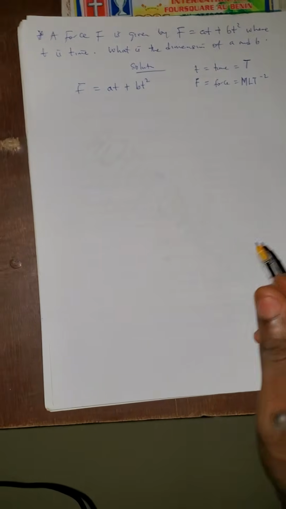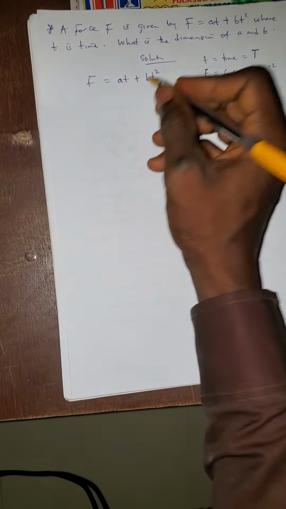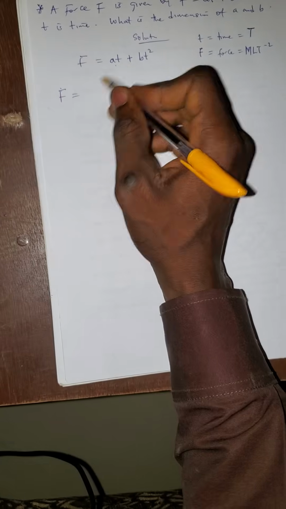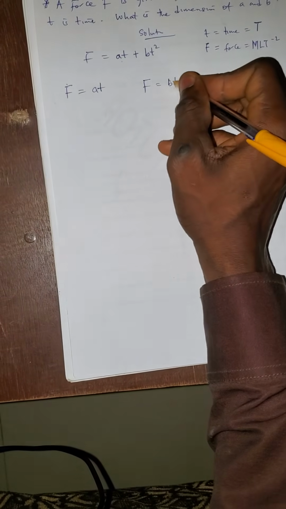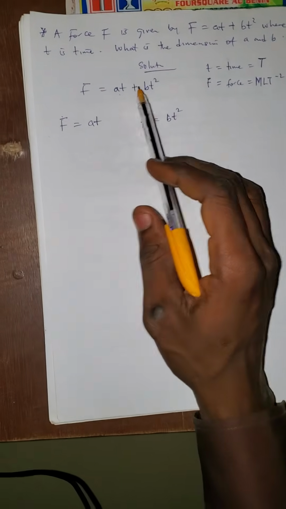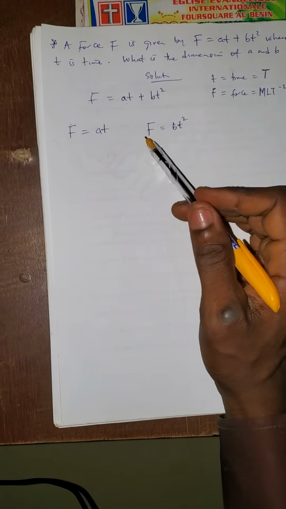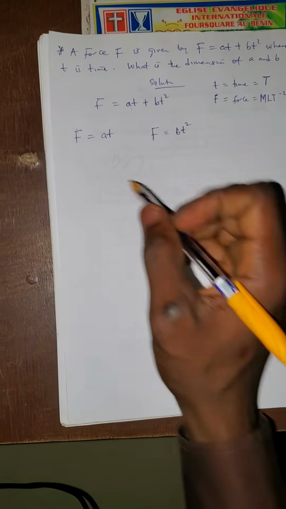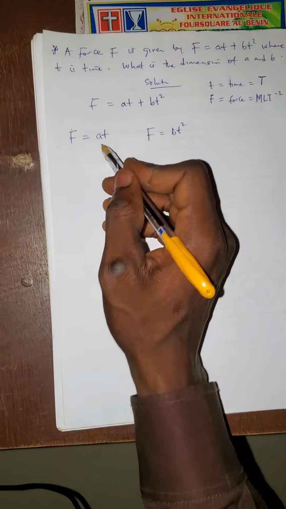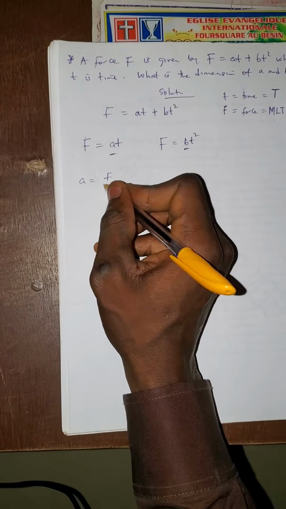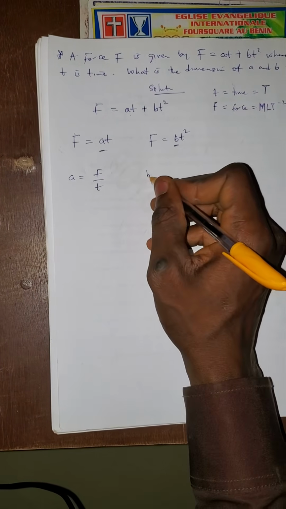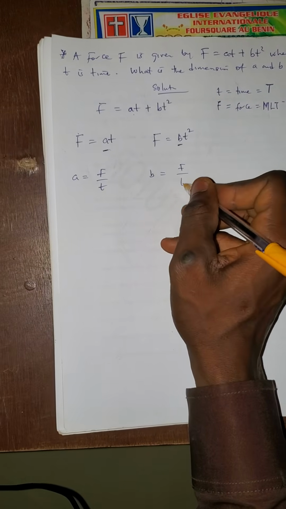So that's force. So what you are going to do here is split the equation into 2. So you are going to have F is equals to this side, which is 8c, and the other one, F is equals to bt squared. You can split this because you have an addition sign in between. From here, I can get my A and from here I can get my B. Make A the subject of the formula: A will be F over t. Make B the subject of the formula: B will be F over T squared.